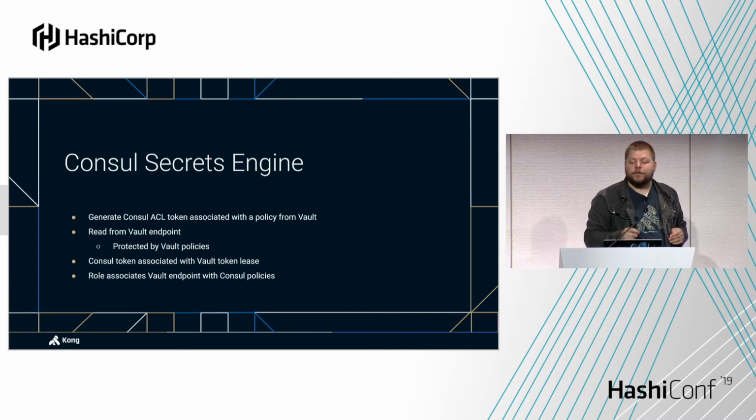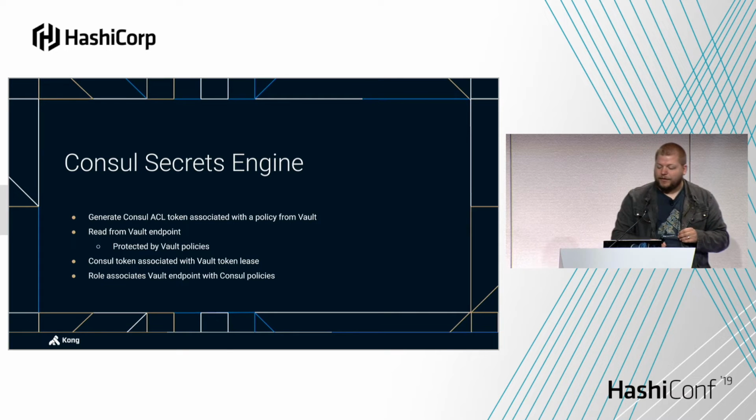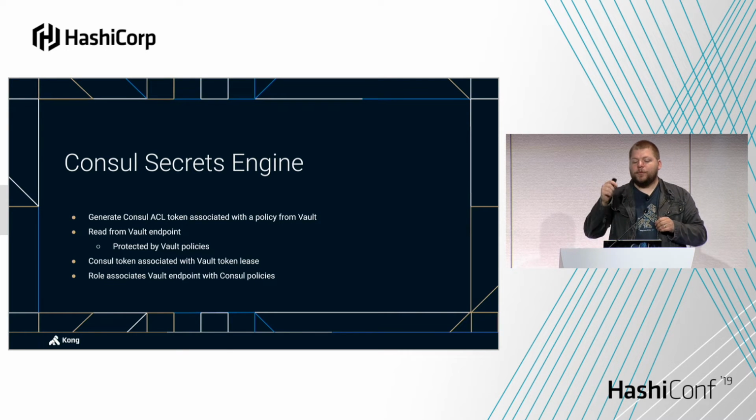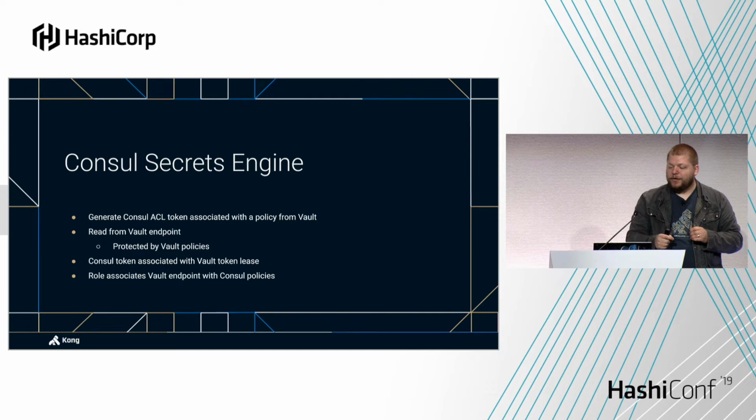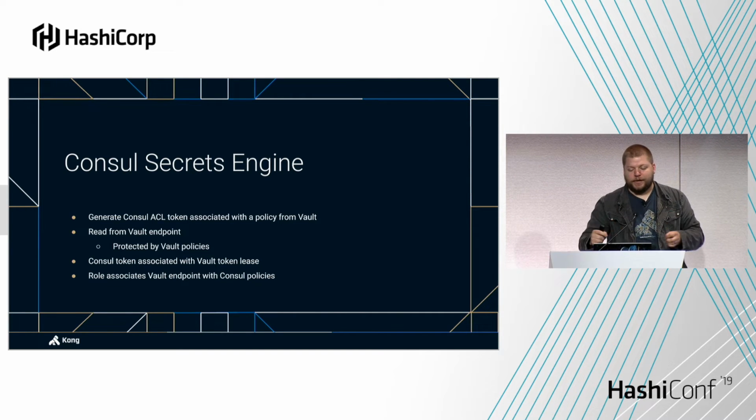Vault has a Consul secrets engine that generates Consul ACL tokens. Tokens are associated with ACL policies based on the Vault config, and multiple endpoints can be configured to allow for multiple different policy groupings for an ACL token.